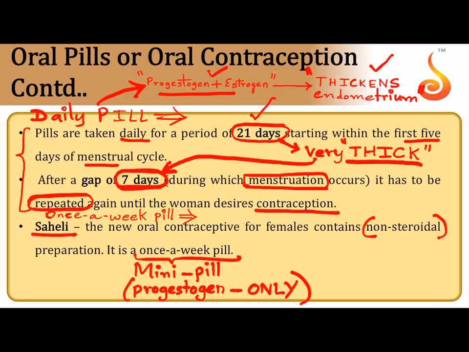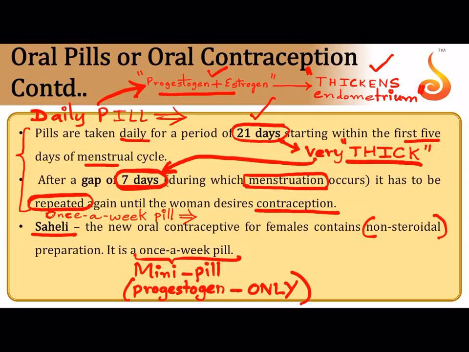So you got roughly the idea. I have not gotten into much detail as to how long Saheli should be taken. We are only going to stick to what is mentioned in the NCERT syllabus. You understood the difference between the daily pill and the once a week pill. The daily pill is a combined pill, which is a progestogen-estrogen combination.